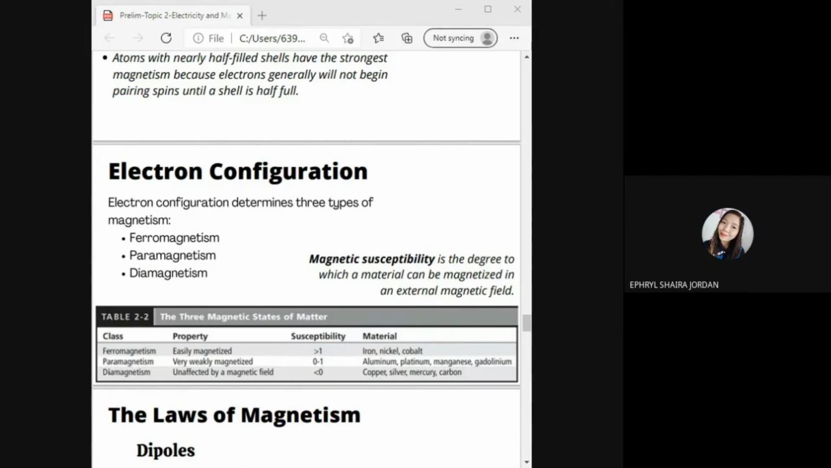The last type of magnetism is diamagnetism. So diamagnetic materials have negative magnetic susceptibility, and in fact, they are slightly repelled by magnets. So such materials include mercury, silver, copper, carbon, and water. So hindi talaga totally. In fact, they are repelled pa. So, yan.